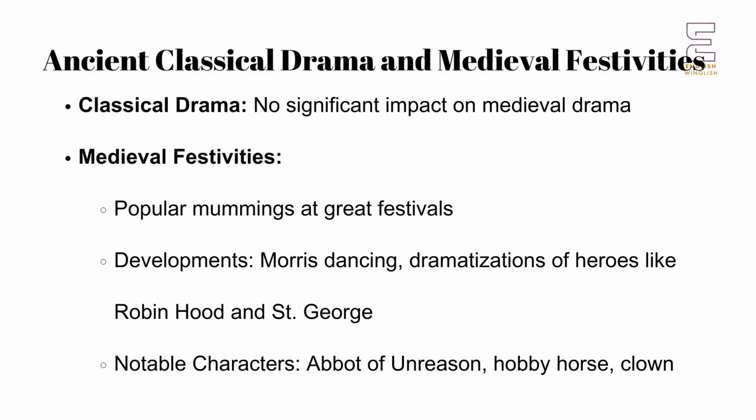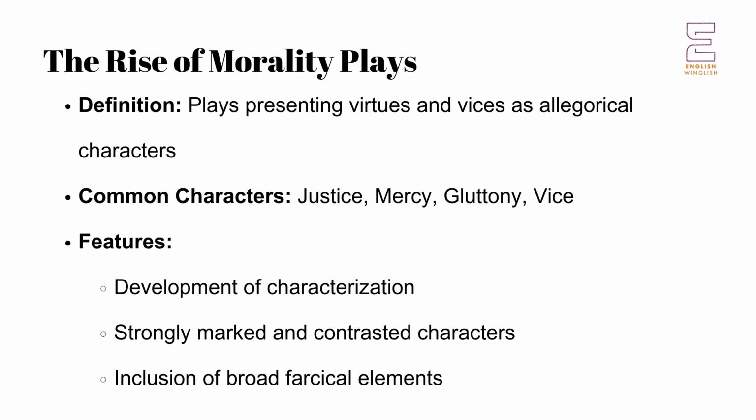Instead, it evolved from popular mummings at great festivals, which were crude survivals of ancient pagan rituals. These festivities featured elaborate amusements, including Morris dancing and dramatizations of heroes such as Robin Hood and Saint George. The Abbot of Unreason, along with his attendants, the hobby horse and the clown, provided much popular fun and license during these events.